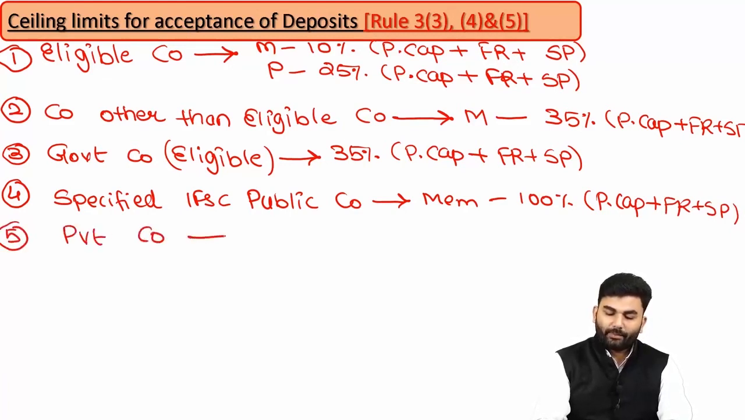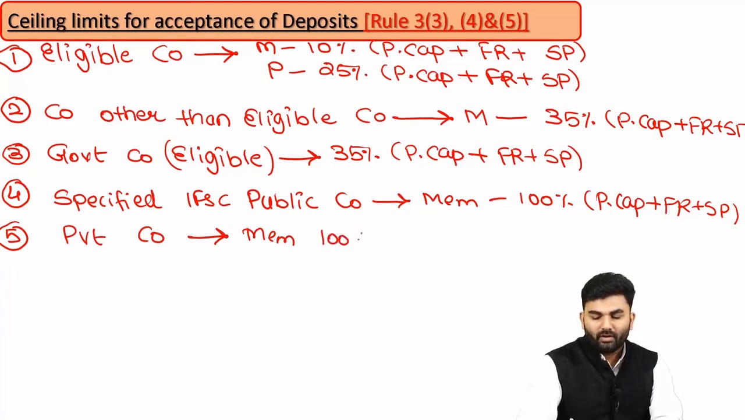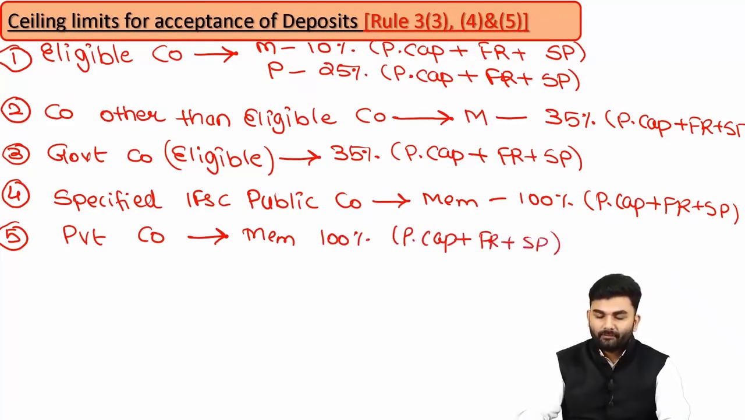See, whenever you are a private company, then yes, your private company can accept deposits only and only from members, where the ceiling limit is 100% of paid up capital plus free reserves plus securities premium.